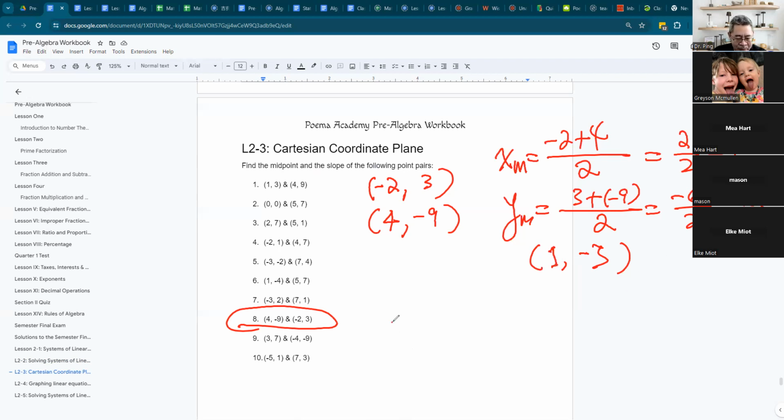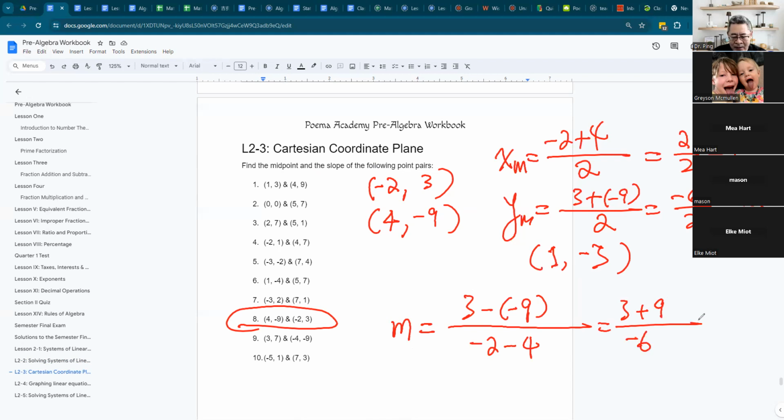Now, our slope, that's m, and that gives us 3 minus -9 over -2 minus 4, and that gives us 3 plus 9 over -6. That's 12 over -6, that gives us -2. Yep. Okay, are we good on this one?